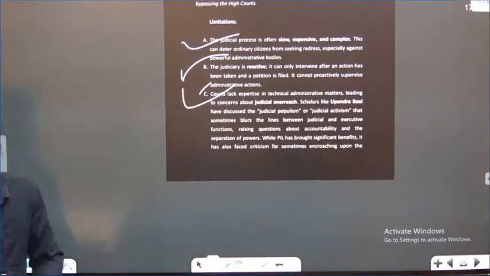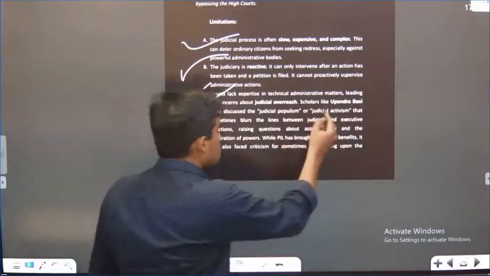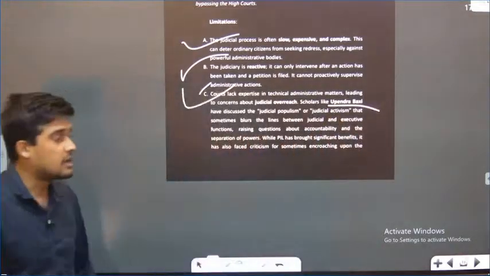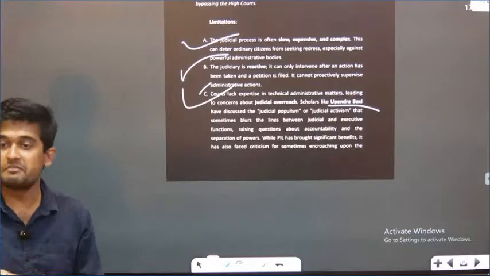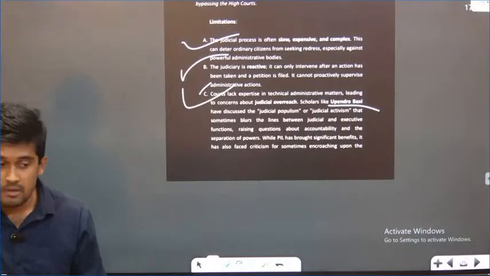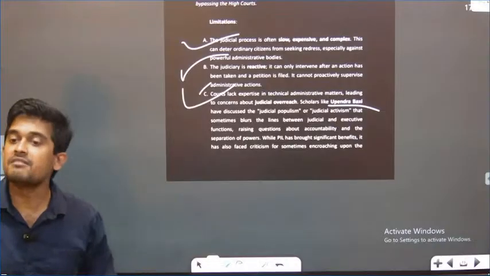This leads to something called judicial overreach. Yes. So Professor Upendra Baxi will say it leads to something called judicial populism. That the judiciary, to be famous, or judges to be famous, take up these kinds of cases and give judgments.